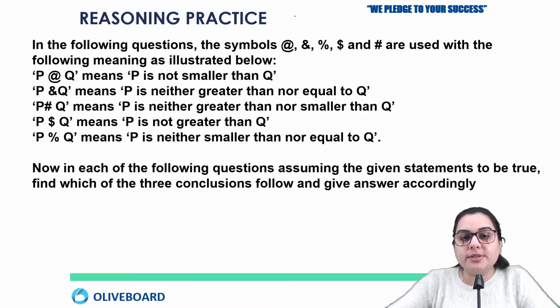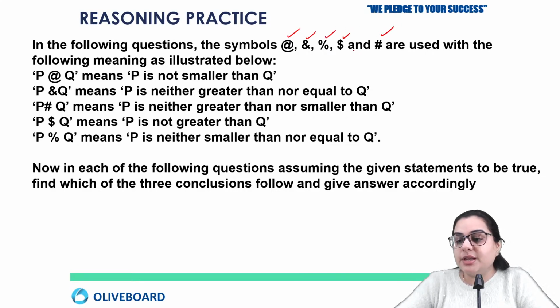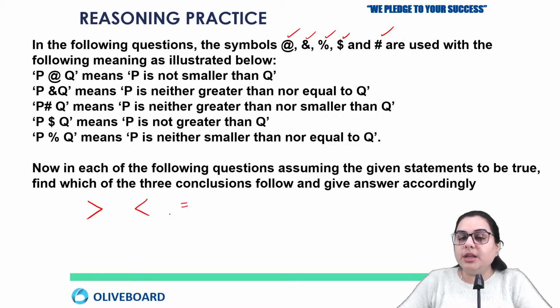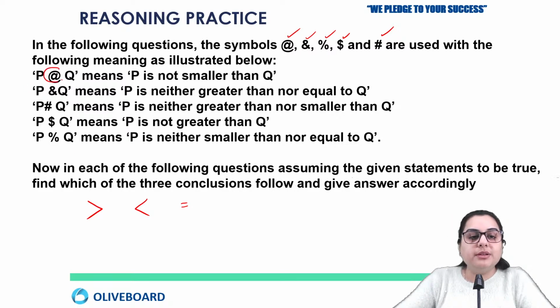So here you have codes, that is at the rate and percent dollar hash. First, you have to convert these symbols into a sign. Okay, so the first one is at the rate. First of all, in your chapter of inequalities, we know that we have three relations or three signs, that is greater, smaller and equal. Between any two variables, there are three situations or three signs that can occur.